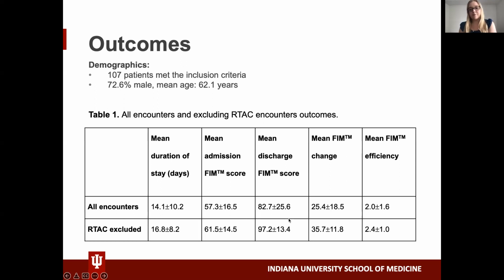So for some context on the FIM score here, patients seem to have a mean admission FIM score of around 60, which means that they benefited from moderate assistance in all levels. For their discharge FIM score, this was around 90, which means that they did not need physical assistance, but may benefit from some assistance in setting up tasks and benefit from some cues. Specifically for the mean FIM change, with all encounters, you can see it was around 25. When we removed the return to acute care encounters, this was around 35. So this does show that the return to acute care encounters did negatively influence the trends of the efficiency of the rehabilitation.